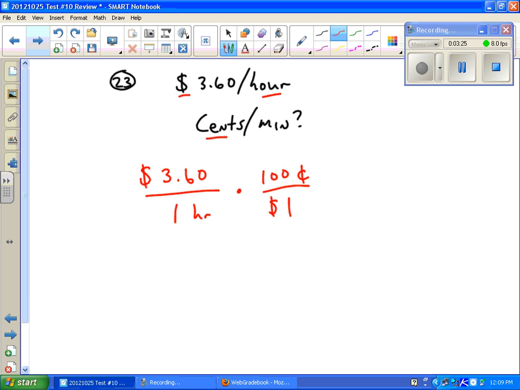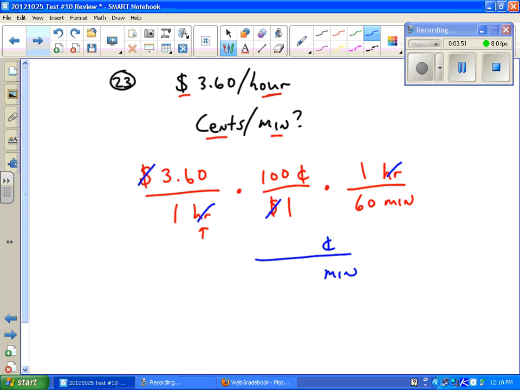Then go from hours to minutes. Again, you're going to multiply it by another fraction. Hours, as you look at it, is on the bottom, so put hours on top. Make sure minutes is on the bottom. And in 1 hour, you have 60 minutes. Make sure you don't put 60 hours in 1 minute. That doesn't make sense. Your hours will cross out with each other, and your dollars will cross out. So you're left with cents over minutes.